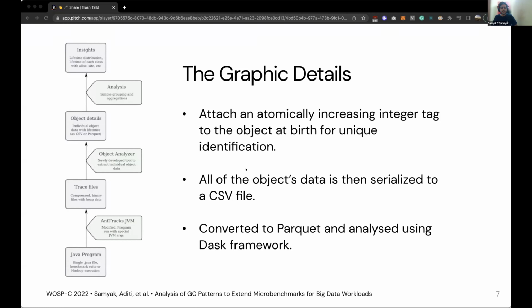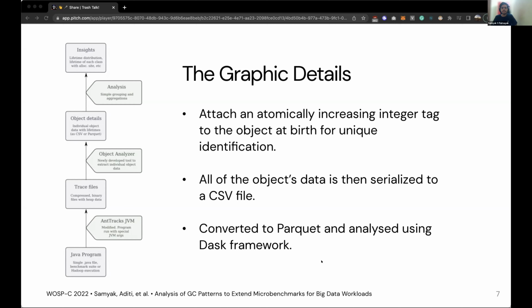Now let's get into some details of this pipeline. One of the many problems we had to solve was associating the life and death of an object from only GC events. We solved this by attaching a unique ID to every object that is created. The lifetime can then be calculated by simply storing a mapping of the tag and the birth time of that object.